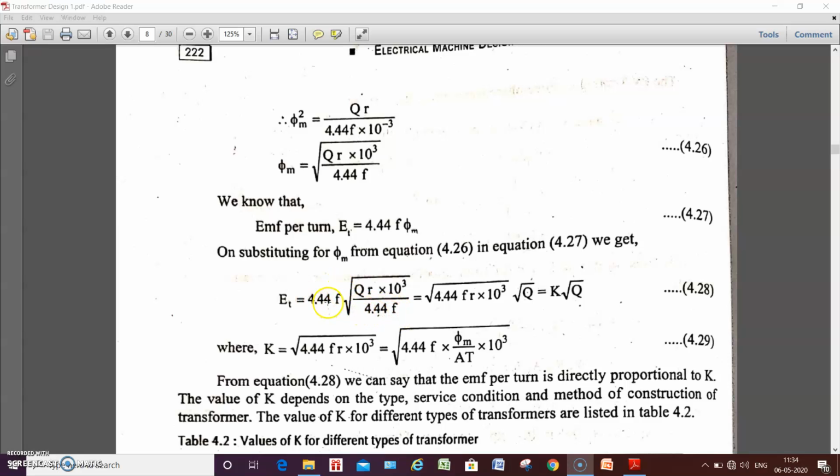So the square root of 4.44 f will get cancelled from the denominator. And in the numerator, it will become 4.44 into f. Okay, so f r is there and Q into 10 to the power 3. So 10 to the power 3 is kept over here and this is Q. Okay, so this factor we are going to assume is K. So K into Q. K is 4.44 f r into 10 to the power 3. Okay.